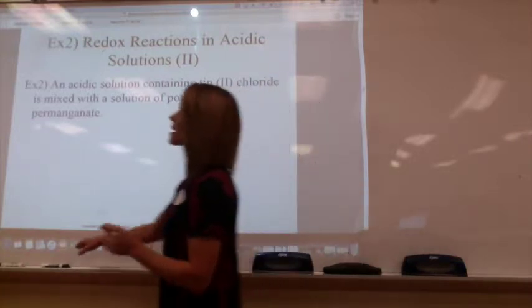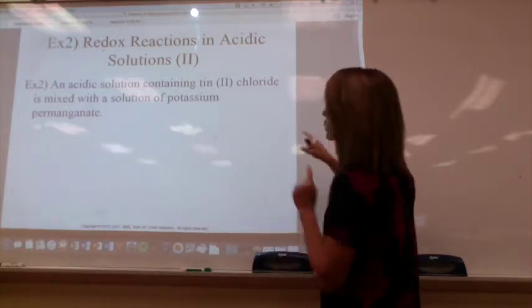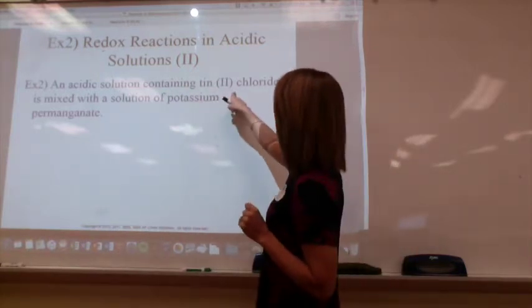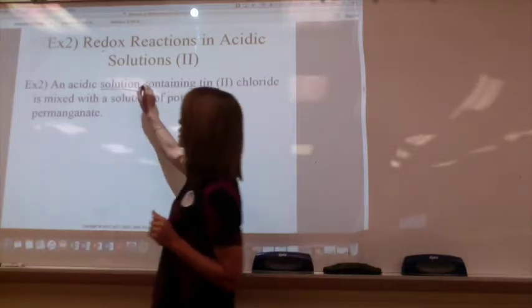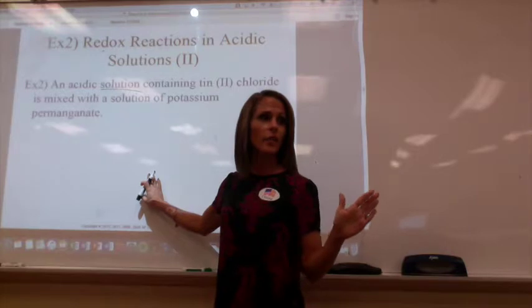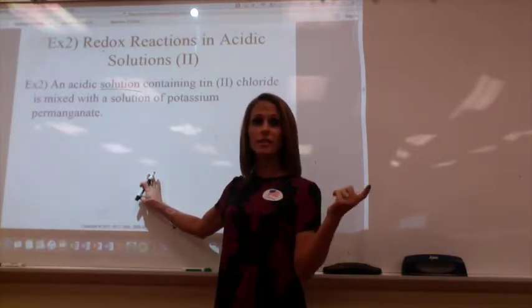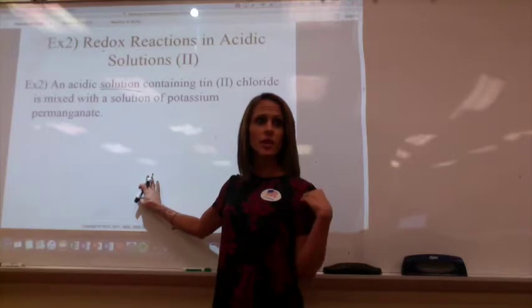So you have to decide your half reactions, oxidation or reduction. Here are our choices: an acidic solution containing tin 2 chloride. If it's a solution, you use ions. On the quiz that I gave you, if I gave you a solution of something and you wrote it as a compound, that's incorrect. Solutions have ions, right?